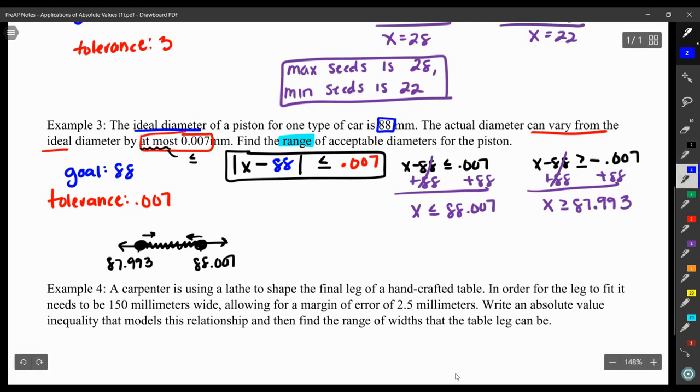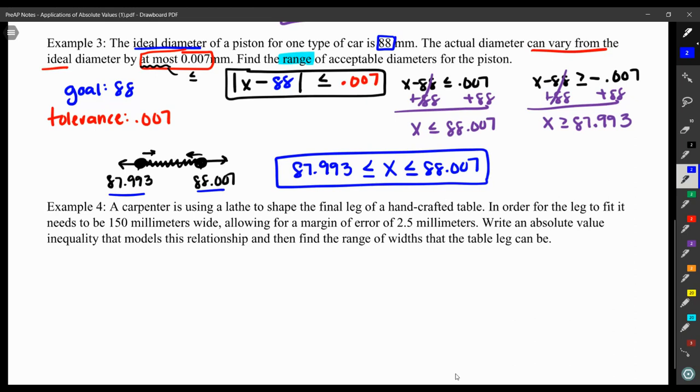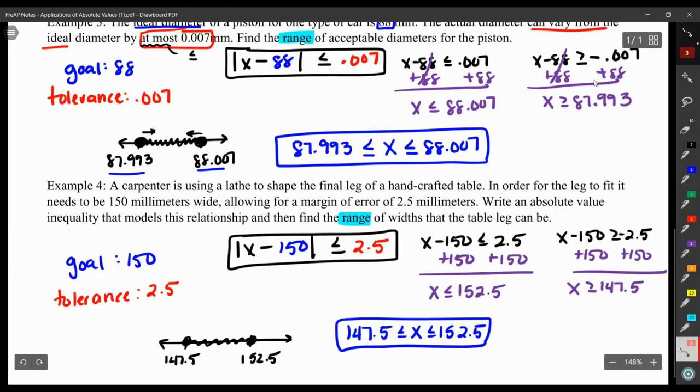So if we write this the correct way, we start with the low value: 87.993 is less than or equal to whatever I'm allowed to be, less than or equal to the high value of 88.007. This is the range of all the possible diameters of this car's piston. Take a minute and try number 4. Pause the video.